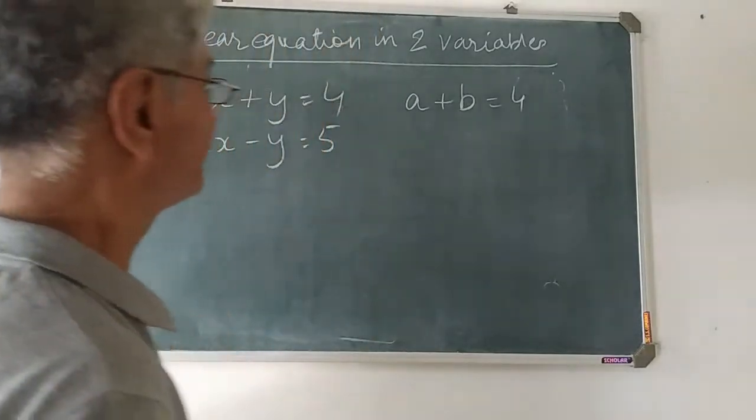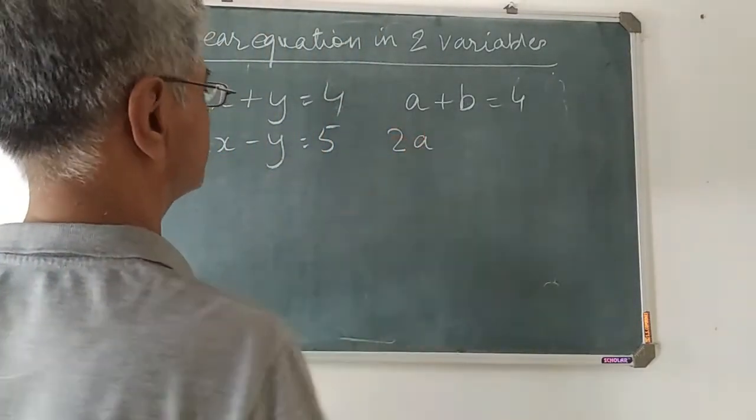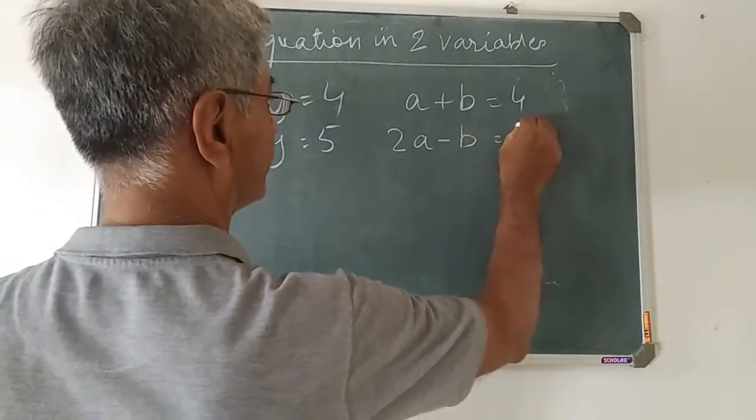You buy one apple, banana is free. It can be anything. But suppose we are given that if you buy 2 apples and minus 1 banana, you get 5 rupees.